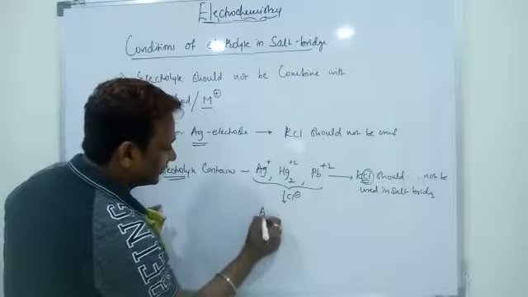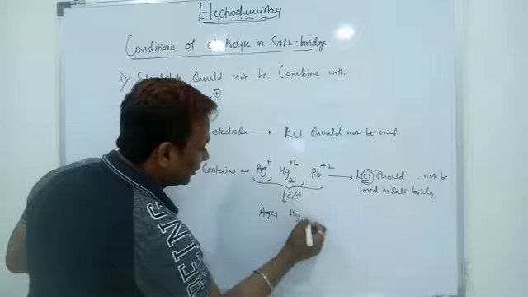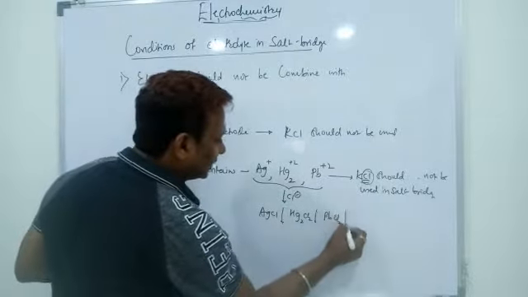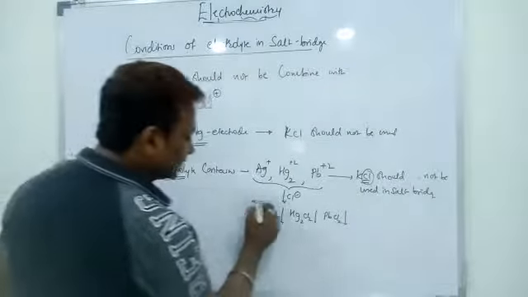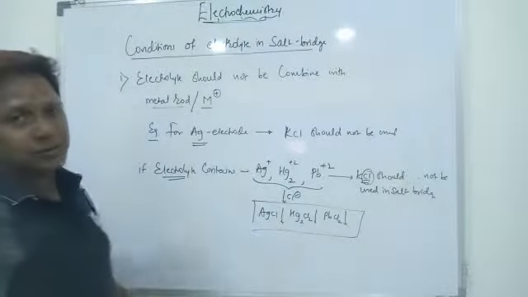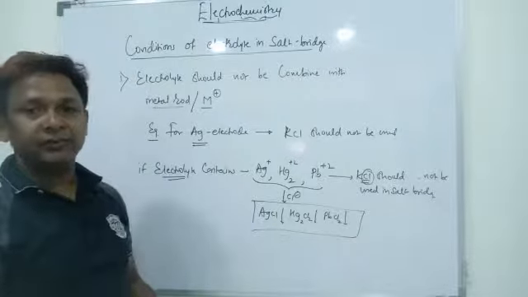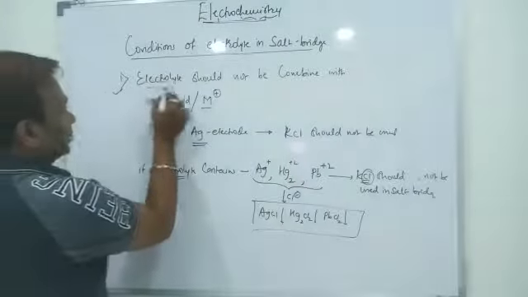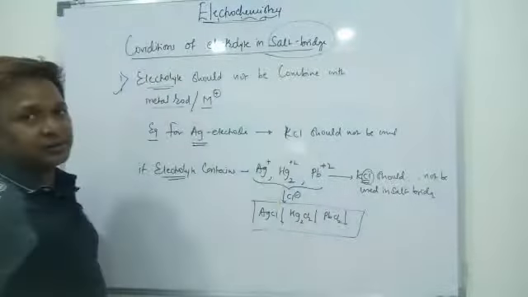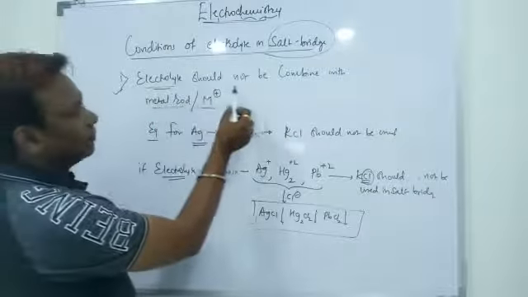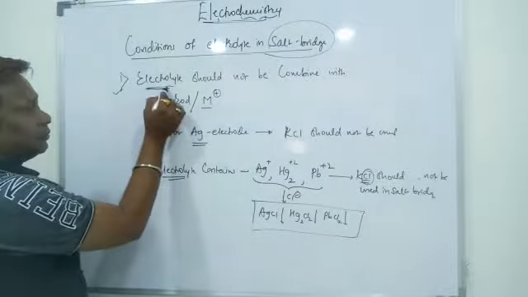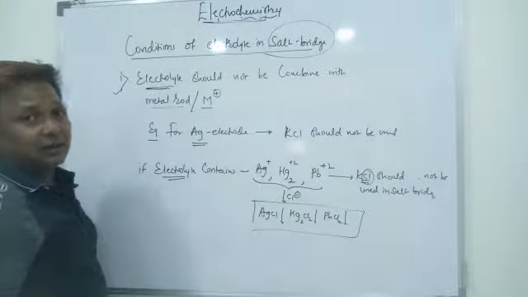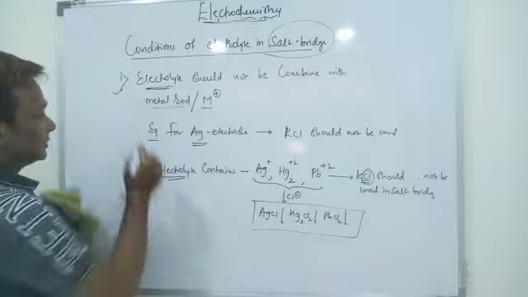Cl minus will combine to form AgCl, Hg2Cl2 and PbCl2. These precipitates may form, and due to their formation, the flow of electrons gets stopped, indirectly the flow of current will stop. So this is a very important condition for the electrolyte which will be used in the salt bridge. So listen here, the electrolyte should not be combined with the metal rod or the metal ion present in our half cell. This is the first point.